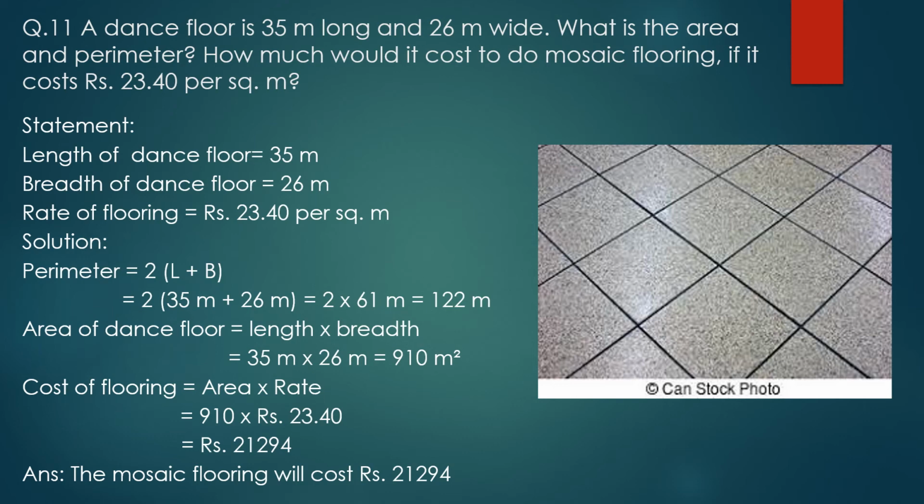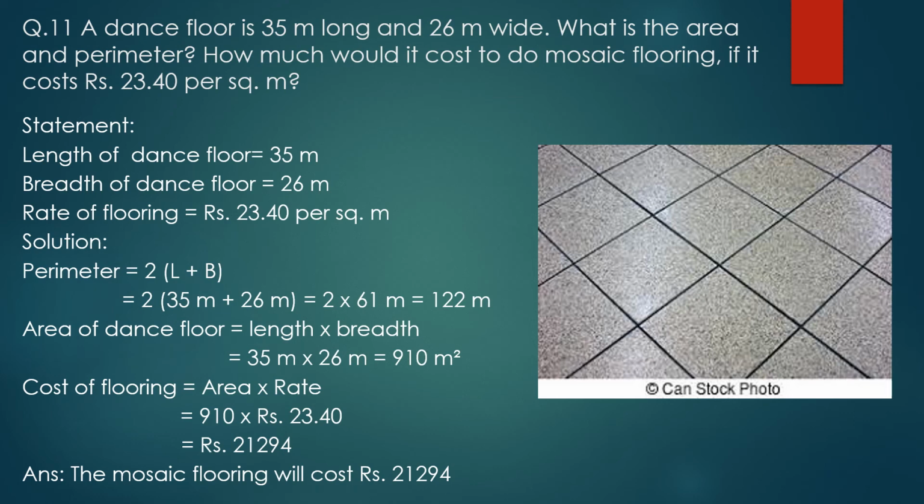Okay, we know the shape, we know the length and the breadth, so it is very easy for us to find perimeter and area and even the cost. Don't worry about it. So statements we will write as per given in the problem. So perimeter is equal to 2 into length plus breadth. If you remember the formula, that's how it is equal to 2 into 35 meters plus 26 meters, which is equal to 2 into 61 meters, that is equal to 122 meters. Area of the dance floor, length into breadth because it is a rectangle. So 35 meters into 26 meters is equal to 910 meters square.